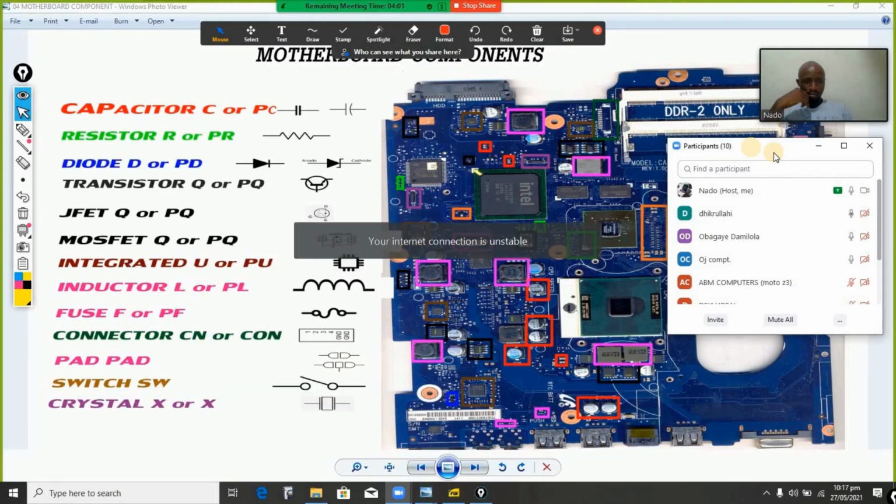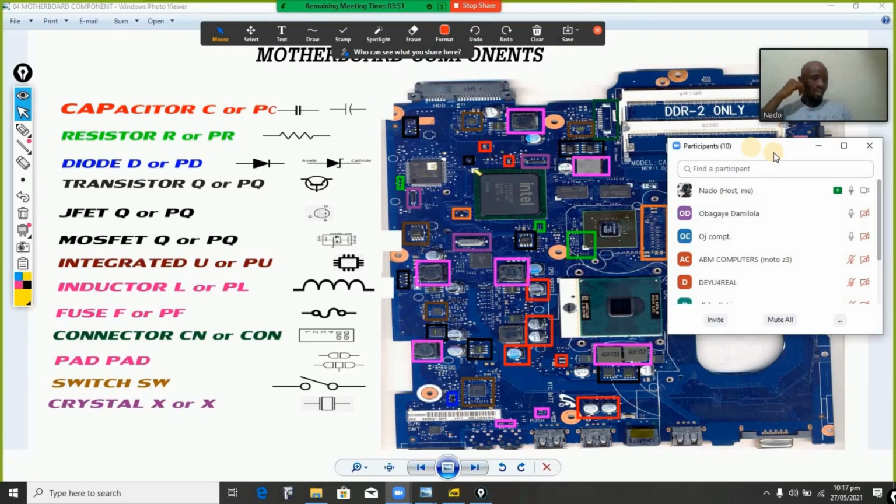This person asked the difference between MOSFET and JFET. MOSFET and JFET work in the same way. The only major difference is that MOSFET is used for higher voltage and JFET is used for lower voltage. JFET is around 5 volts maximum, basically 3 volts on the motherboard. But with MOSFET, we are going to get around 19, 20 and more, even more than 19.